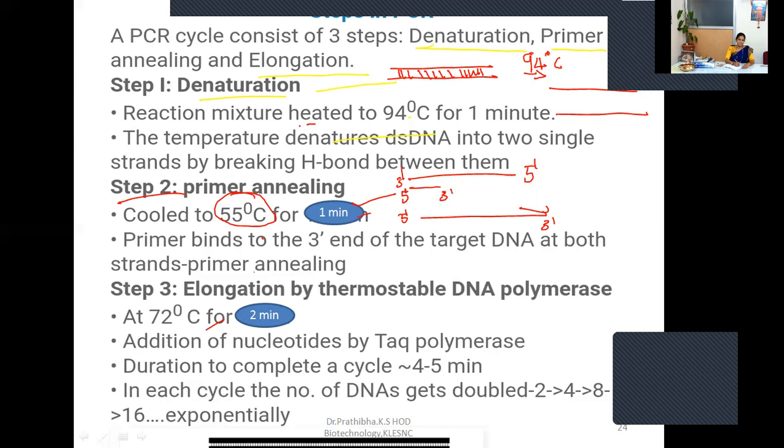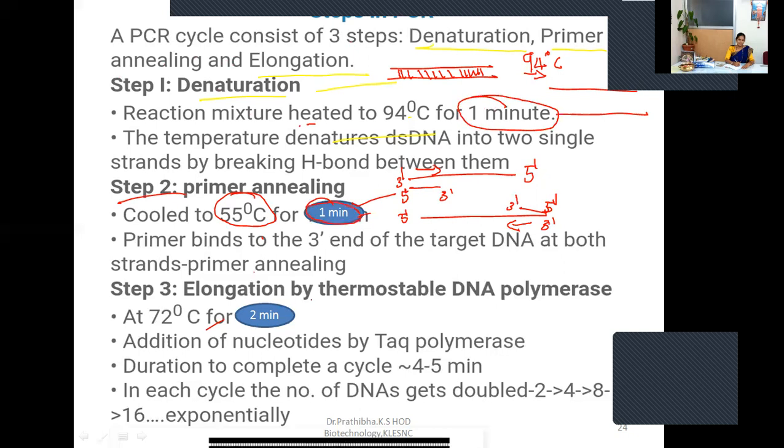Okay. In this condition, this will be known as the forward primer, and this will be known as the reverse primer. Here 3' means on the opposite strands you are going to get the 5'. And this will be your 3'. Denaturation for how many minutes? Here denaturation happens within 1 minute, and primer annealing within 1 minute.